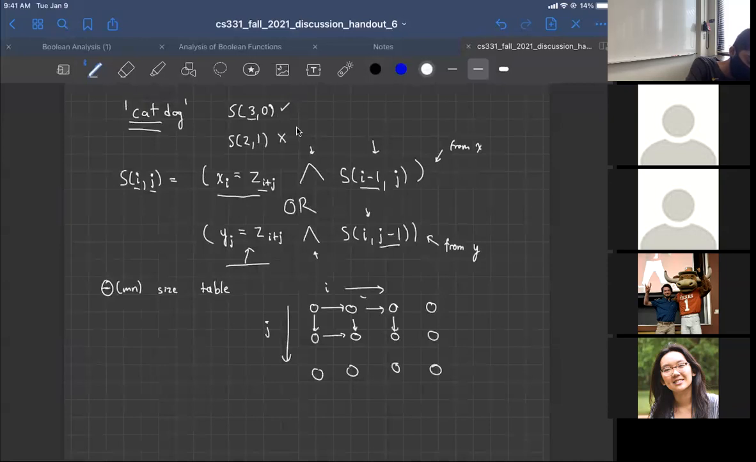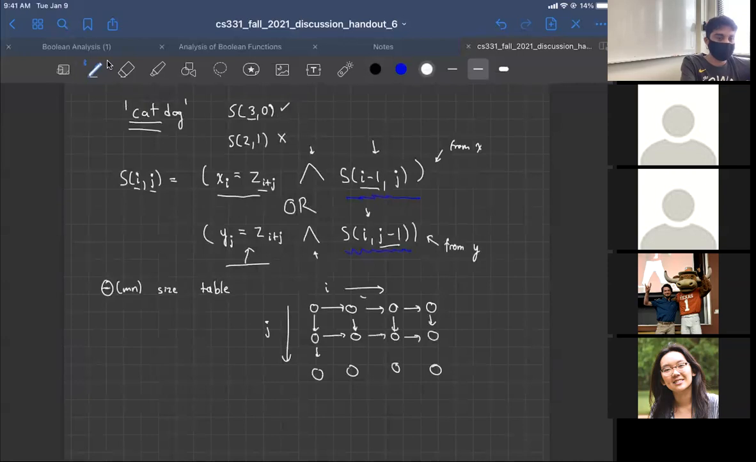Do we understand this recurrence graph over here? So the arrows going right correspond to this case over here. I don't know if you can see that. That's an awful color. And the arrows going down correspond to this dependence on this subproblem over here. Okay. So we draw this.